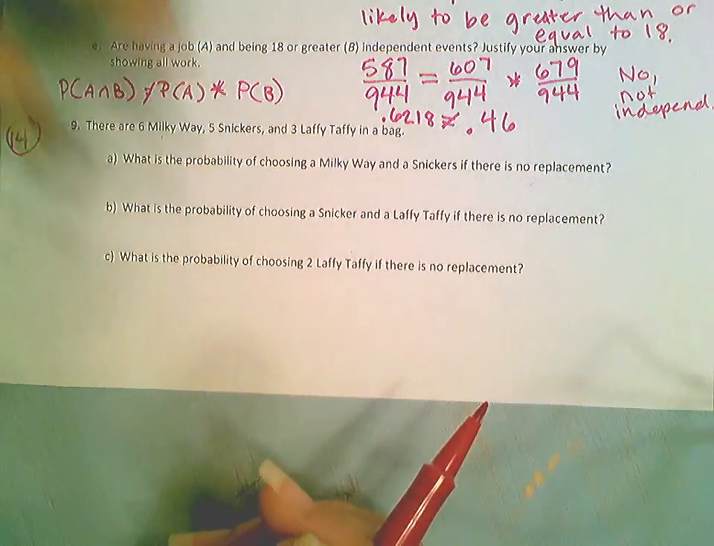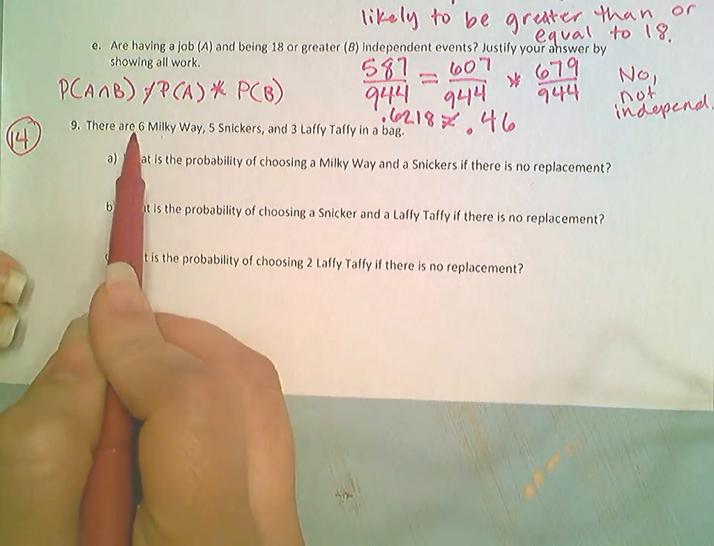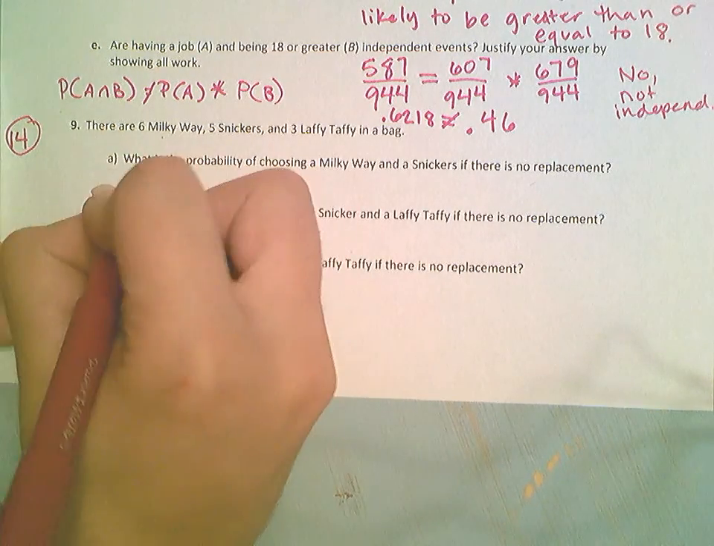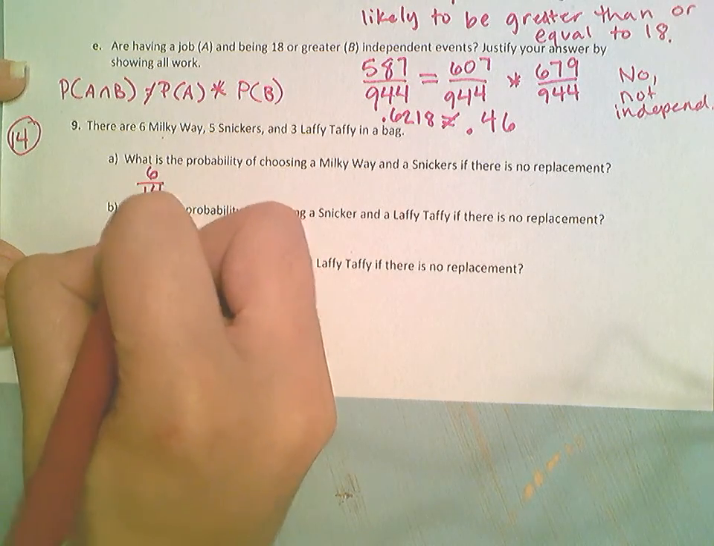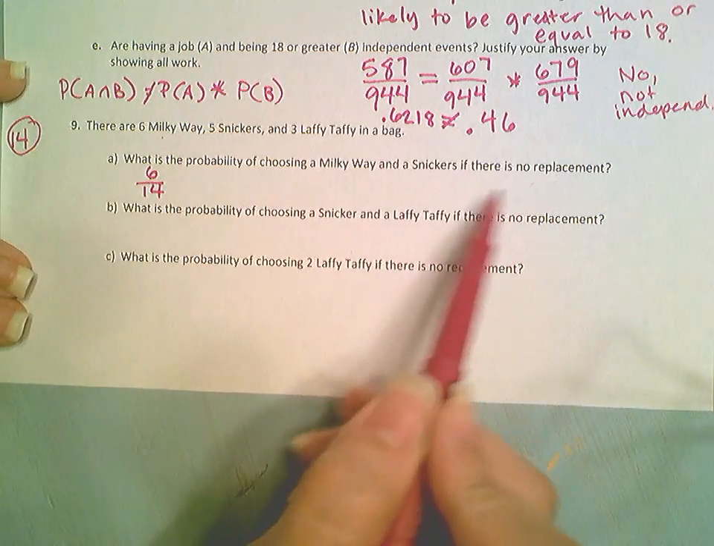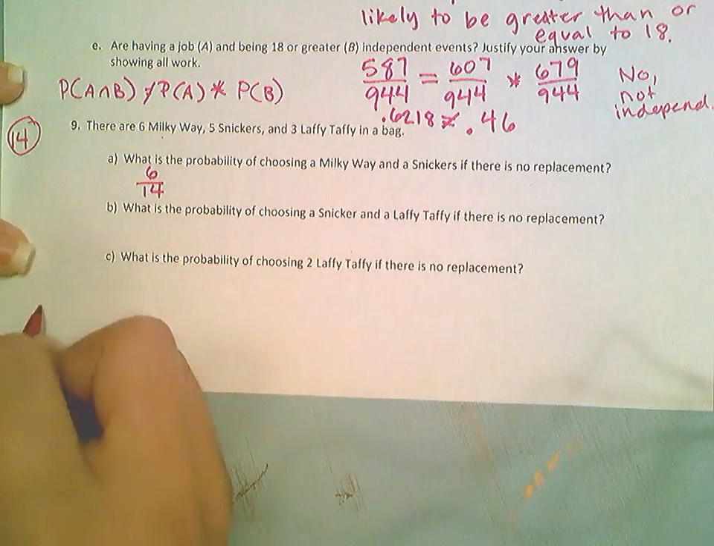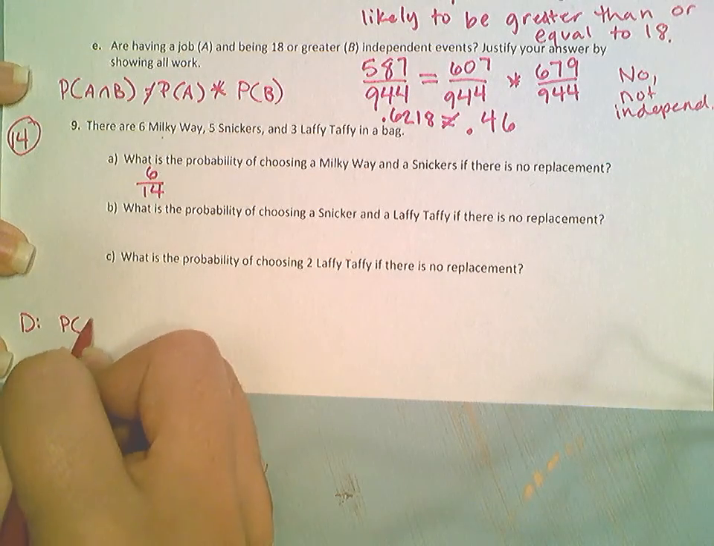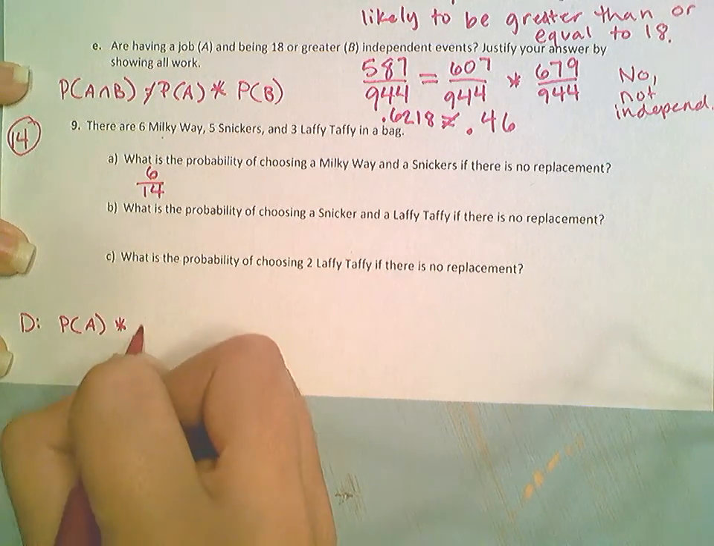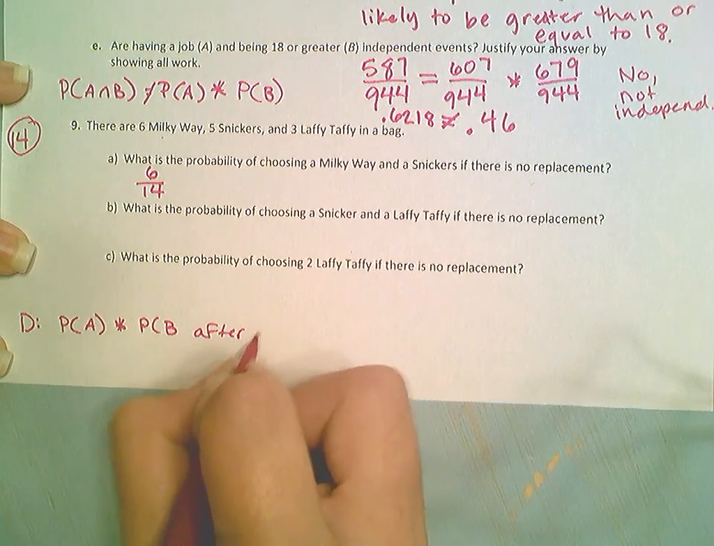I'm going to reach in and I'm going to pull out a Milky Way. The probability of me getting a Milky Way is going to be the total number of Milky Way, which is 6, out of the total number of candy, which is 14. If we know there's no replacement, then that means this is going to be a dependent relationship. Dependent will be shown with the probability of A times the probability of B after A happens.